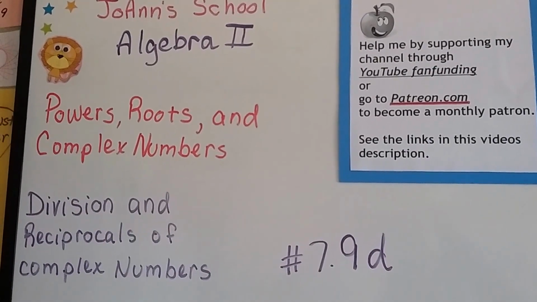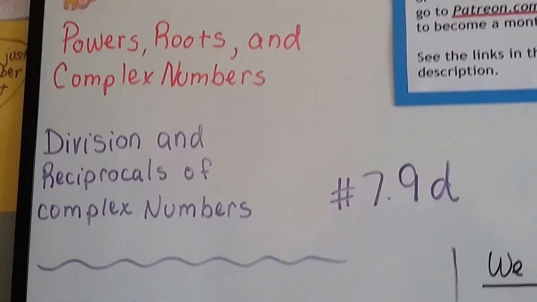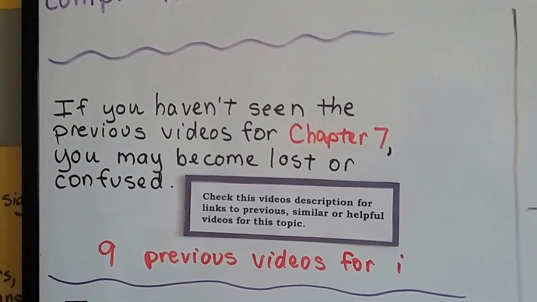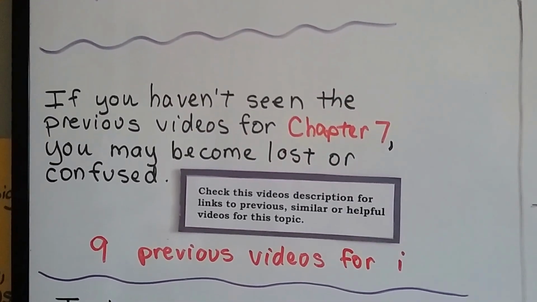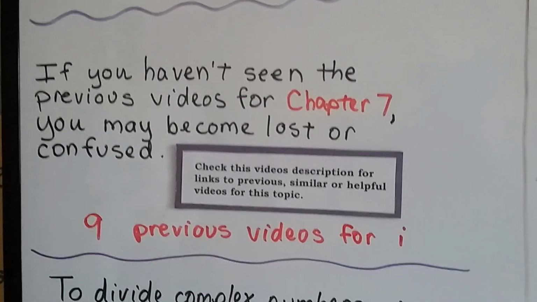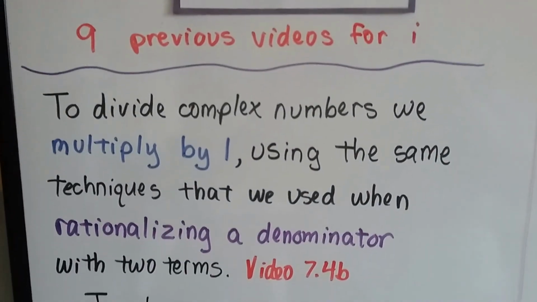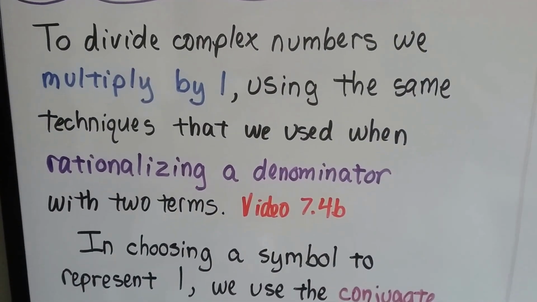Algebra 2, 7.9d, we're going to talk about division and reciprocals of complex numbers. Now we're up to 9 previous videos from chapter 7 where we talked about imaginary numbers and complex numbers. Okay, so if you become lost, just click on this video's description and watch all 9 of those videos to help yourself, okay?